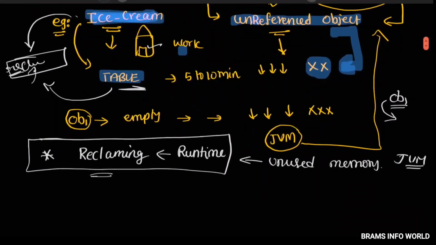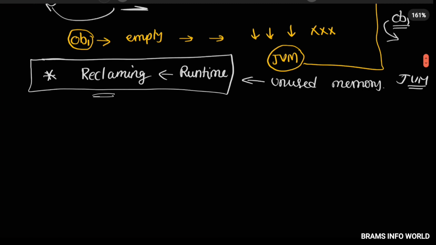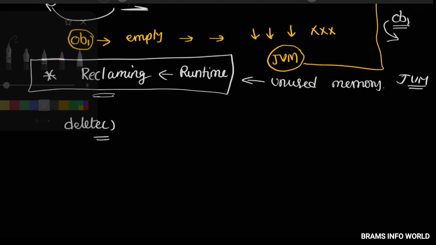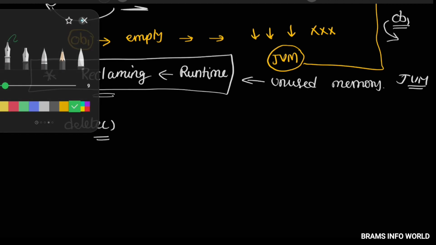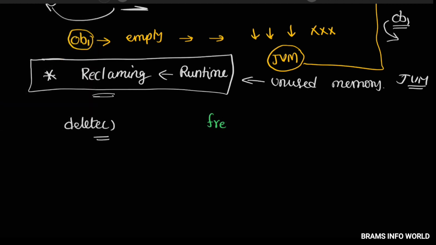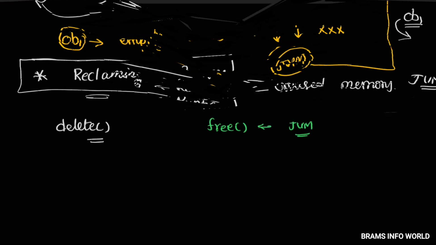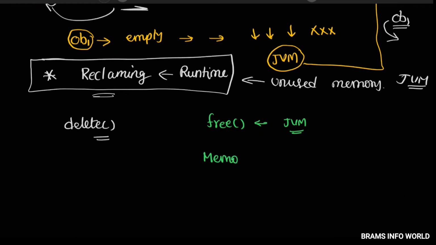In C++, we use the delete function, but in Java everything is automatic. So freeing of the memory is done automatically by the JVM. But how does it do that? So let us consider memory management. For better memory management, we are going to use cleaning up of unused objects, or the Java garbage collector.